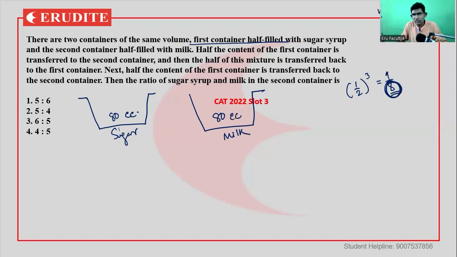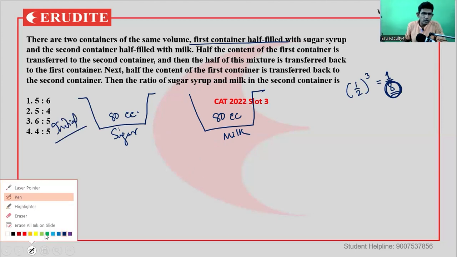Why 80? As I told you, because you are transferring the contents thrice over. Thrice over means half into half into half, 1/8. So that's why I've taken the initial value as something divisible by 8, which is 80 or 160. Okay, so this is the initial situation, or initial position. Now what happened after the first step?